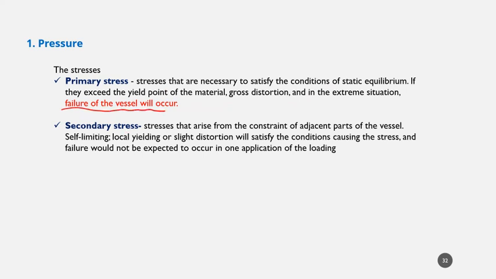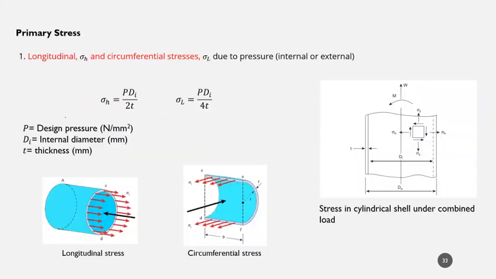But the secondary stress is the stress that arises from the constraint of adjacent parts of the vessel. It is self-limiting, and local yielding or slight distortion will satisfy the condition causing the stress, and failure will not be expected to occur in one application of the loading. So to conduct the resultant stress, we may focus more on the primary stress.